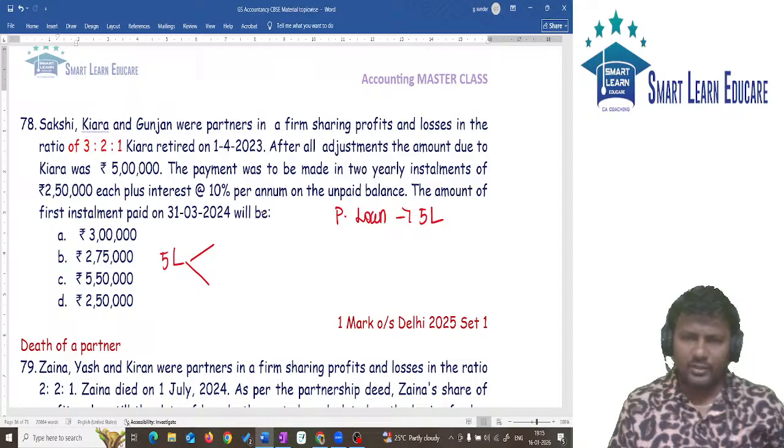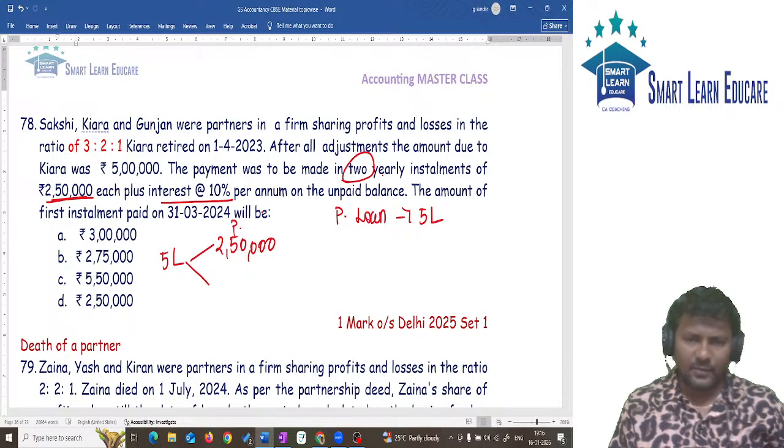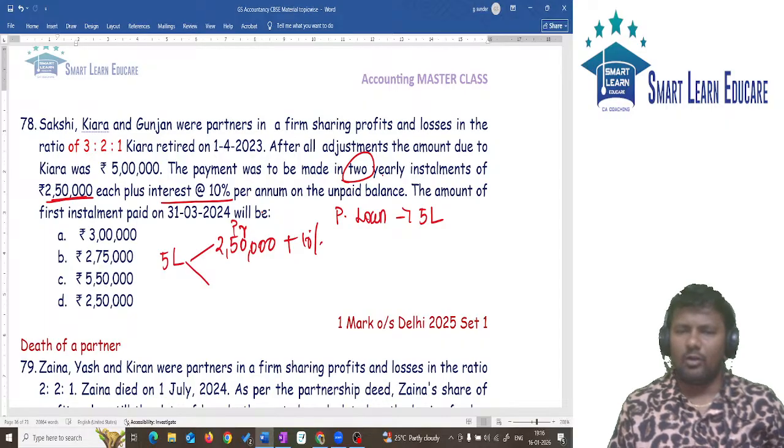The payment was made in 2 yearly installments of 2,50,000 plus interest at the rate of 10%. So this amount is paid in 2 yearly installments. 2,50,000 is the yearly installment, the principal portion, plus interest is also paid. Interest at the rate of 10%. What is the principal outstanding? 5 lakh. 10% of 5 lakh comes to 50,000.